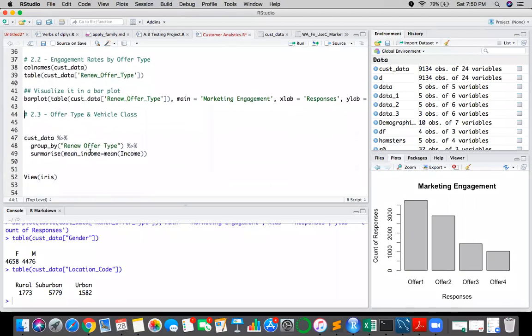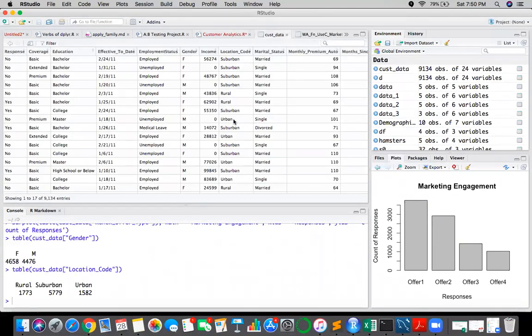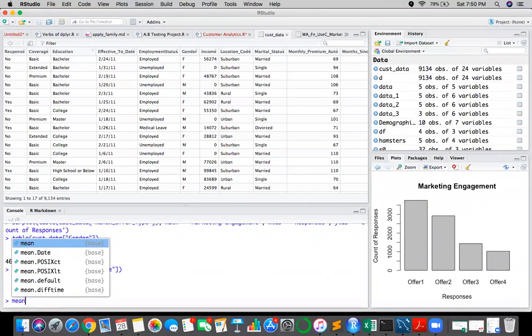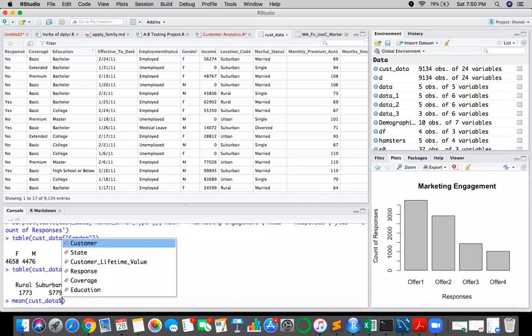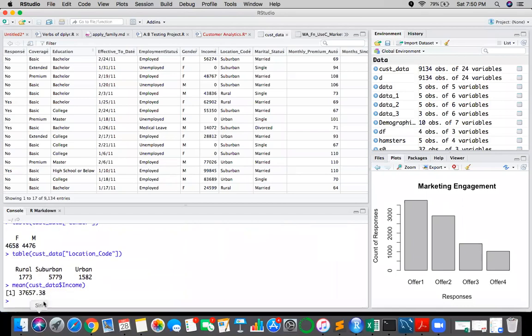Okay, and we can also start with statistical numbers. Let's say I want to understand what is the mean income of the entire data set. What is the standard deviation? Try and get that. For example, I want to see the mean income of the entire data set. So this is my mean.